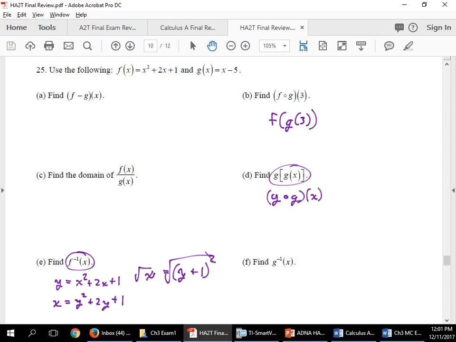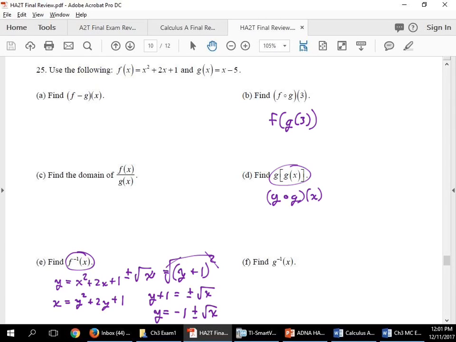Now you can square root to get rid of that squared. This is plus or minus because we're square rooting inside of an equation. Now we have y plus 1 equals plus or minus the square root of x. And then I would subtract 1 from both sides to get y equals -1 plus or minus the square root of x. And then we have the trick here.